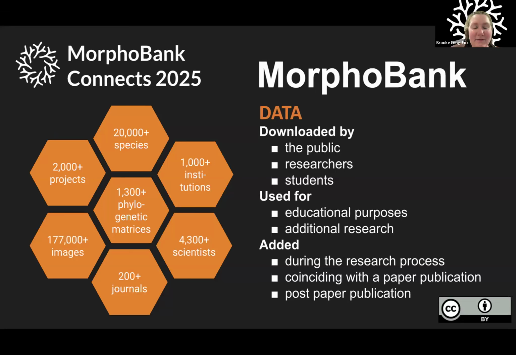MorphoBank has over 1,300 phylogenetic matrices, and this represents over 20,000 species. There are over 2,000 projects, and there are over 177,000 images. All of this data is used by over 4,000 scientists at over 1,000 institutions. And all of the data, for the most part, is associated with peer-reviewed publications. And so this represents about 200 journals.